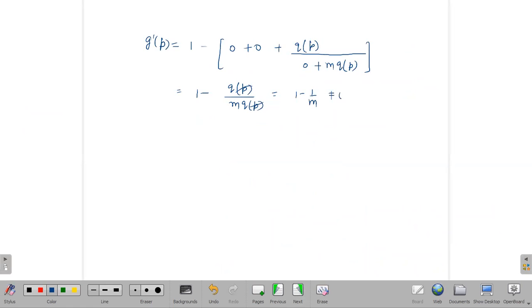Which is non-zero. So it means simple Newton method gives linearly convergent convergence in case of multiple roots.